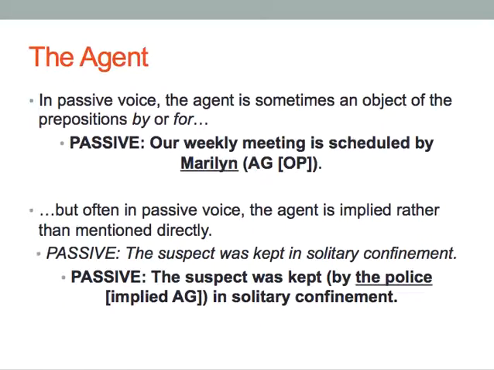In passive voice, the agent is sometimes an object of the prepositions by or for. Our weekly meeting is scheduled by Marilyn. It's passive. The agent is at the end of the sentence, and also the object of the preposition by. But often in passive voice, the agent is just implied rather than mentioned directly. Sometimes the agent is not actually even mentioned in the sentence. For example, the suspect was kept in solitary confinement. The suspect was kept by the police, and that's an implied agent, but the agent isn't actually mentioned, and that happens a lot in passive voice sentences.